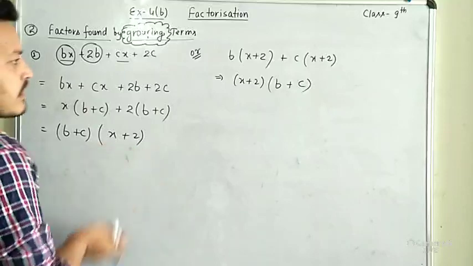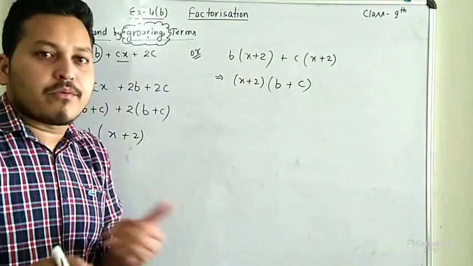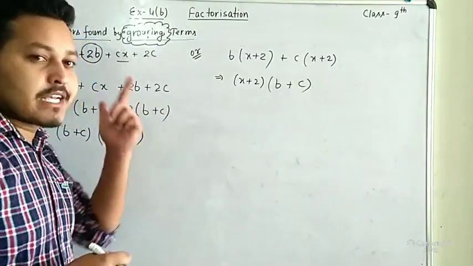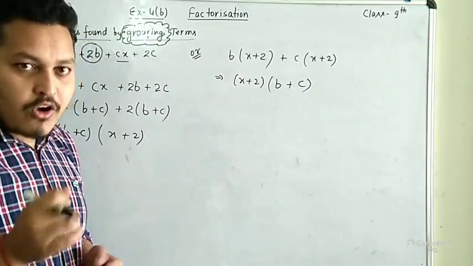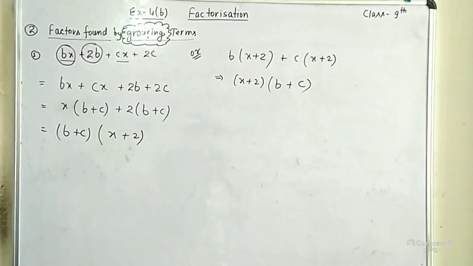So both answers are the same. This is the way of arranging the given terms in the grouping method. Make groups, and after that we can take the common factor out. So the first method is the common factor method, and the second method is the grouping method. We will solve different types of questions based on this concept.